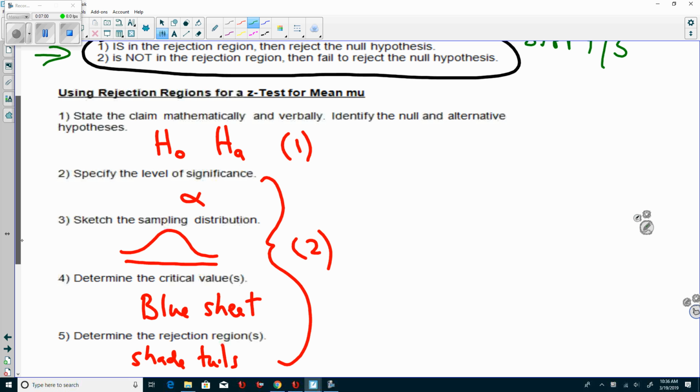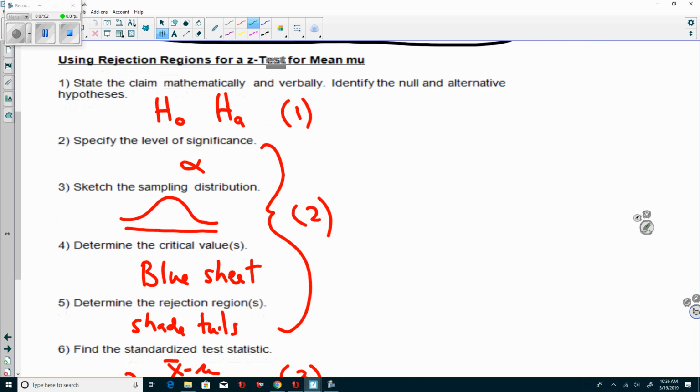So using the rejection region, it's really the same thing. State the claim mathematically and verbally. Remember, you have to tell me what it is. Is it the mu? Is it a p? Then you identify the null and alternate hypothesis. Remember, that's all your step 1. Specify the level of significance.